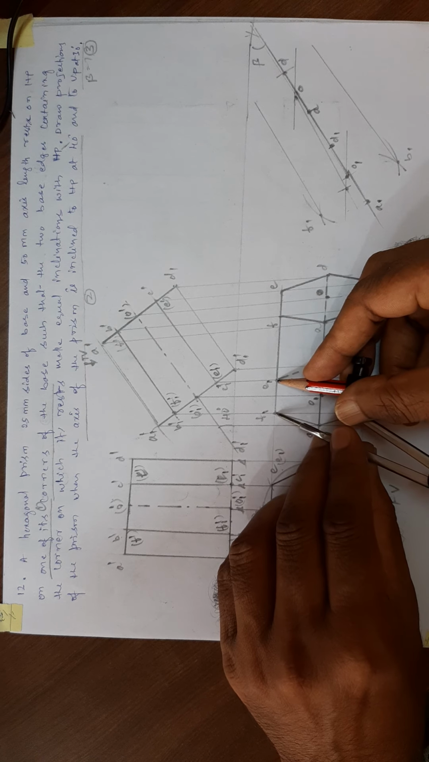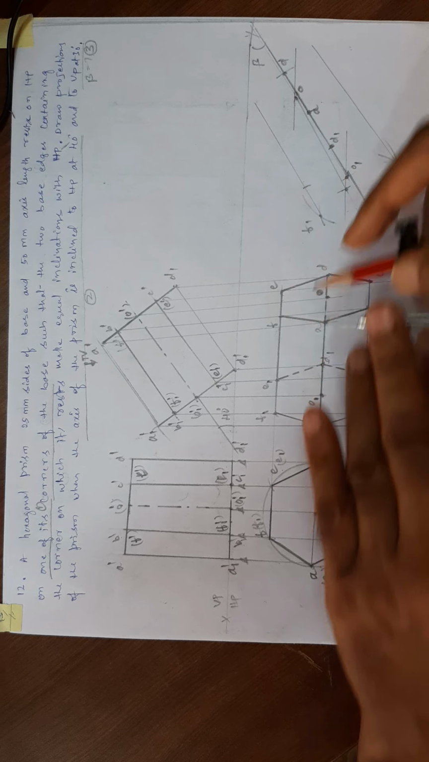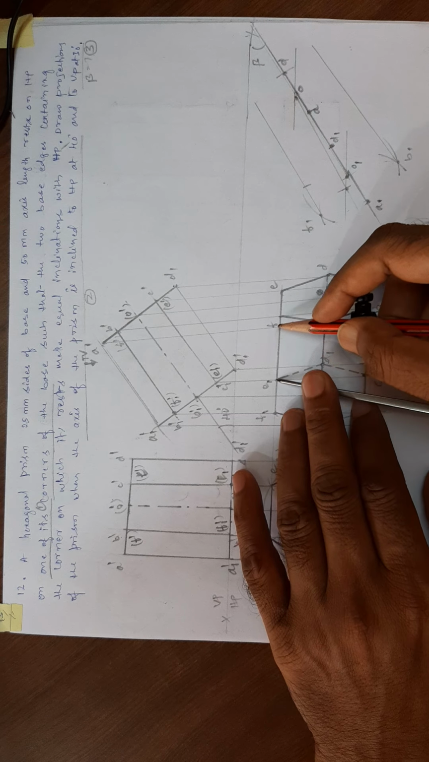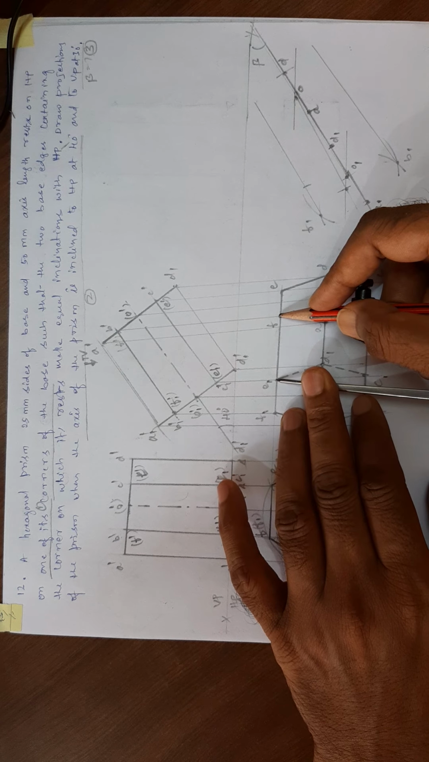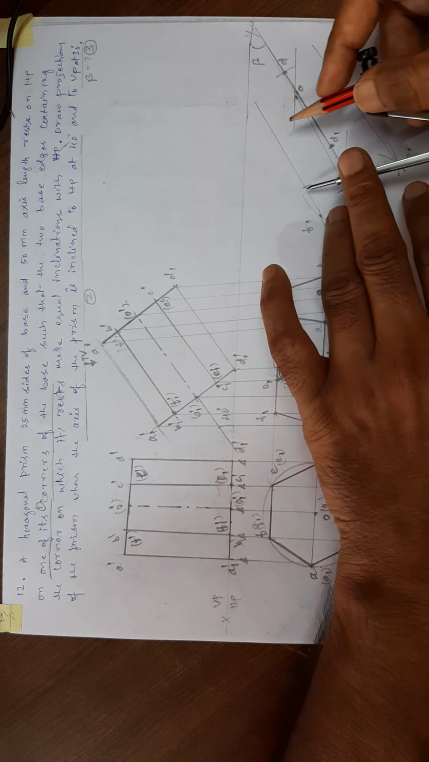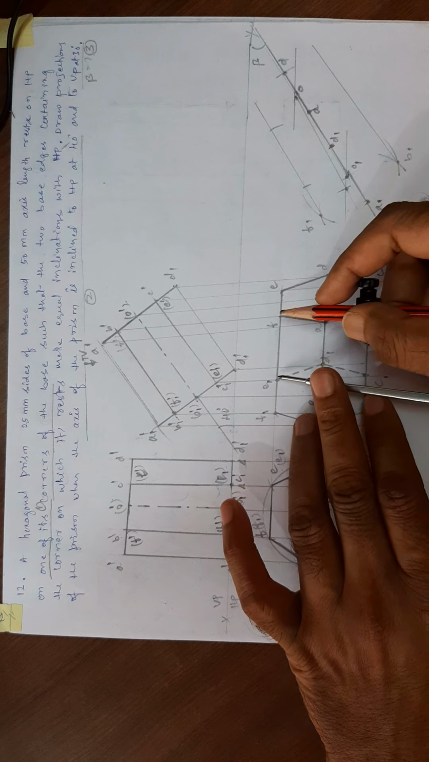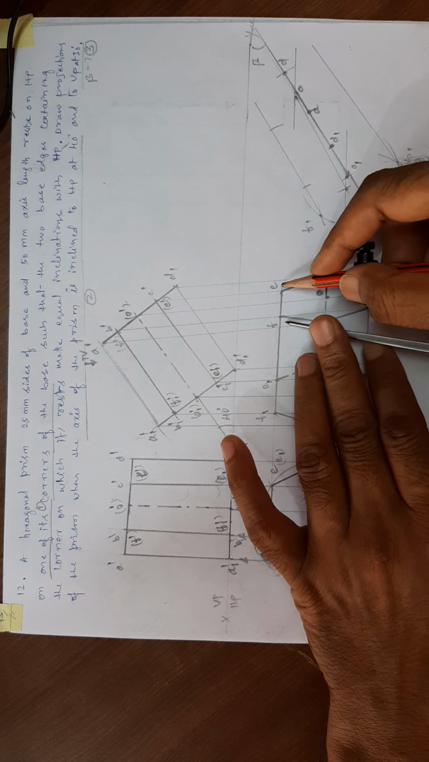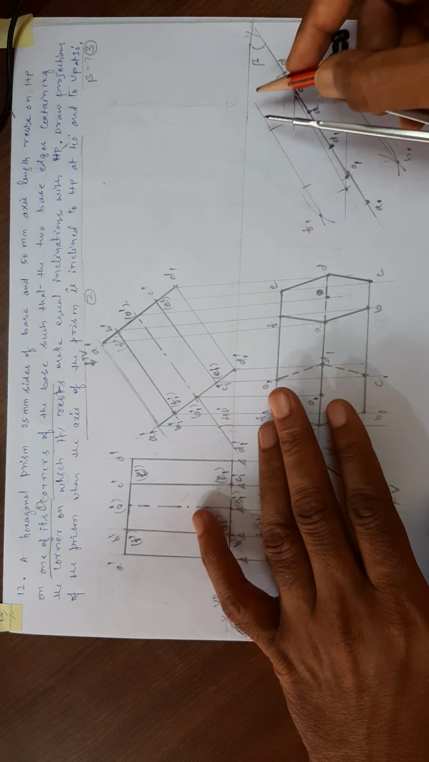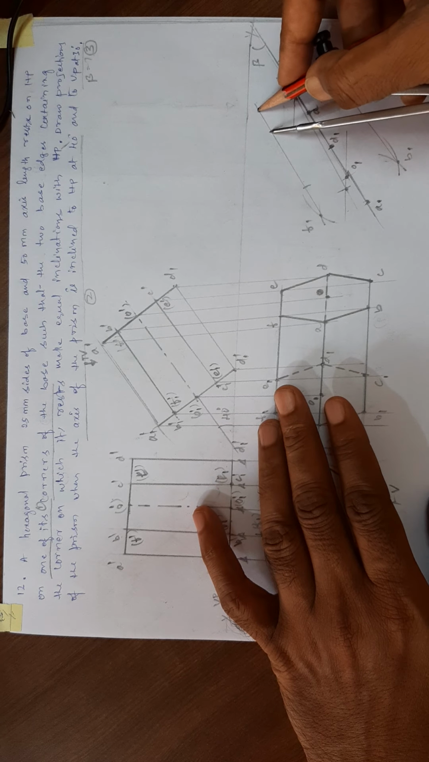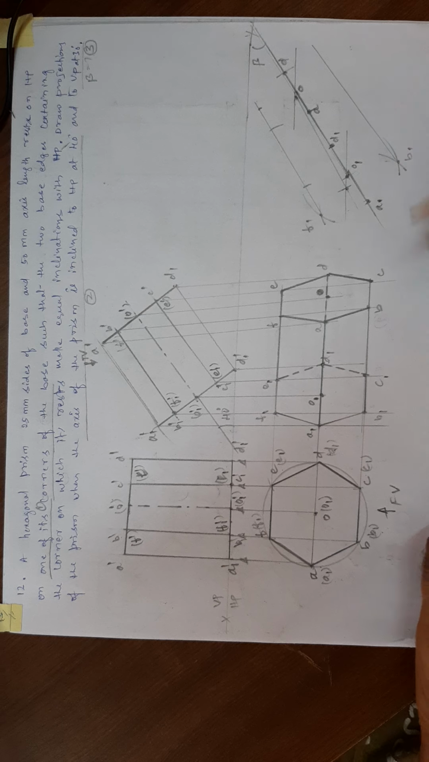Now see F1 to E1. Here F1 to E1 you will get. Similarly here E1 to F. Now see E1 to F. Next, here F1 to E. See F1 to E. Okay, now similarly this side also.